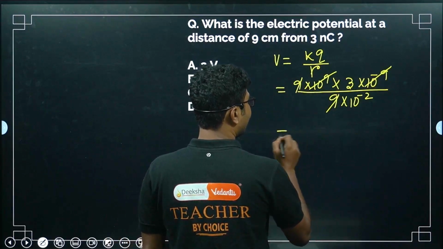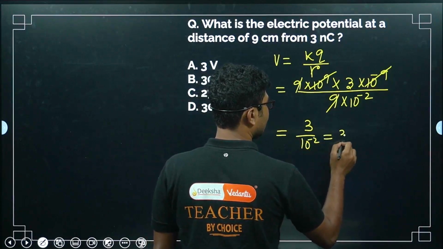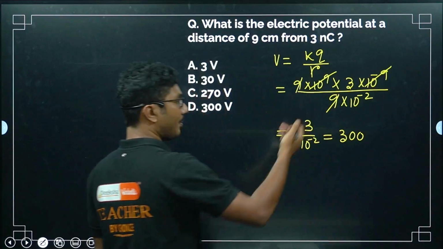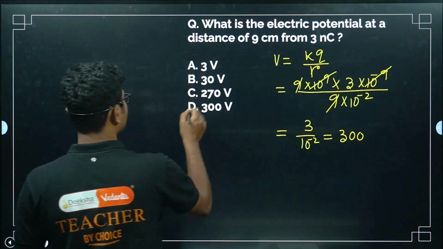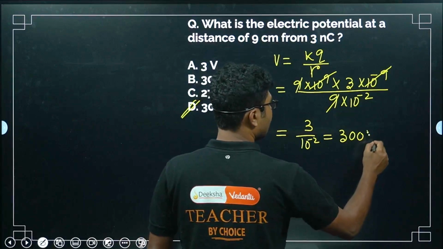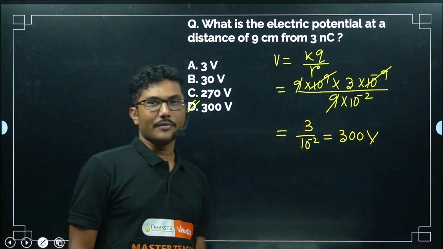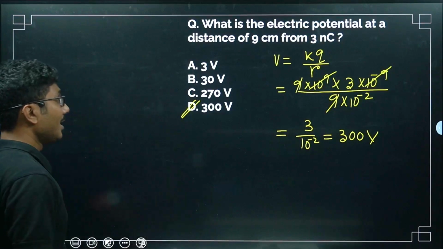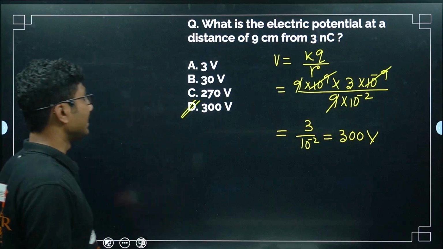Now what will be left? 3 divided by 10 to the power of minus 2, that is 300. This will go up and it will become 10 to the power of 2, that is 100. So the correct answer is 300 volts. Okay, simple problem, very simple problem. The only thing is you have to calculate the units correctly, right? This kind of problem is also very common in KCET.